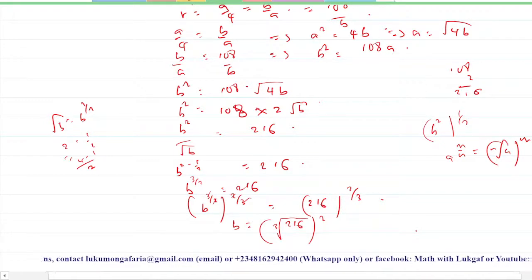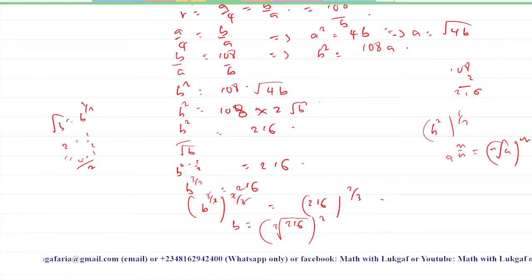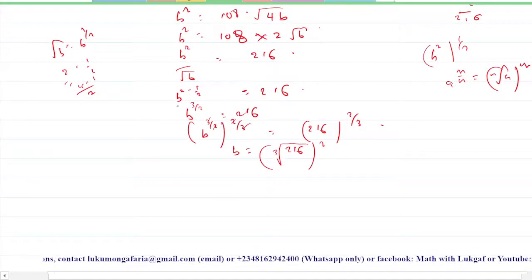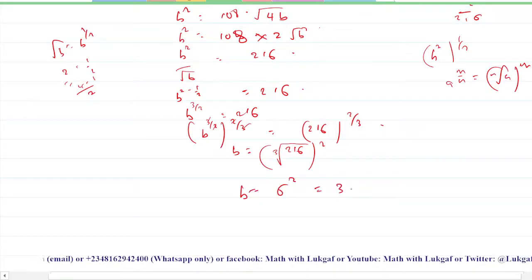So what is that number? You are going to multiply by itself 3 times to give you 216. That's not difficult. Cube root of 216. What is such a number? I think that is 6. You understand? Because 6 times 6 is 36, and 36 times 6 will give you 216. So it means your B is equal to 6 squared, which is equal to 36.